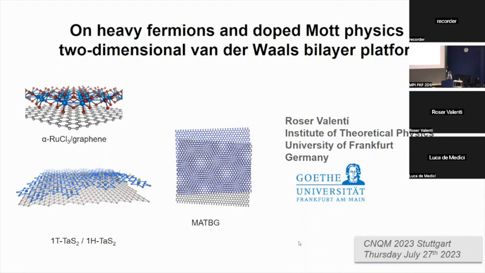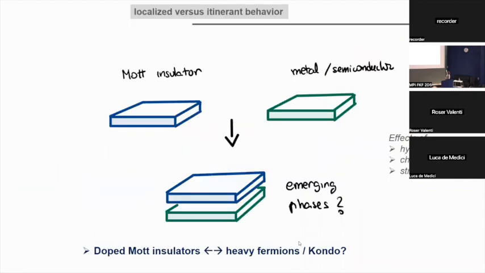And today, what I would like to do is to discuss the microscopic nature of possible emergent correlated phases in two-dimensional van der Waals bilayer platforms. So what we are interested in is, on the one hand, bilayers of two different types of structures. So what we want to do is to bring together Mott insulator.